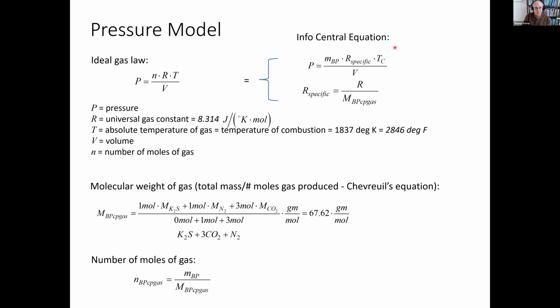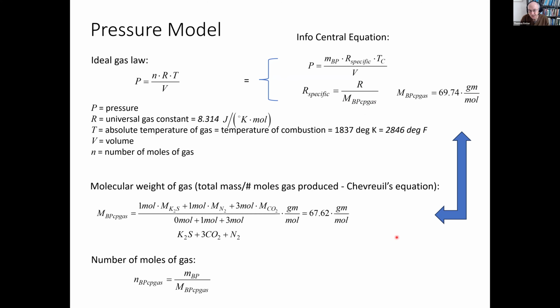Now, the InfoCentral pressure equation is stated in terms of a quantity called the gas-specific gas constant, which is simply the universal gas constant divided by the molecular weight of the gases. But these are the same ideal gas law. Now we can use this relationship to calculate the molecular weight of the gases that they're using in this equation, and it works out to be 69.74 grams per mole. Now that's not exactly the same as Chevreul's equation, but it's very close. So we have a model for calculating the pressure.